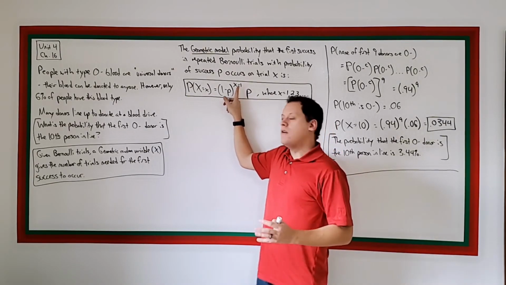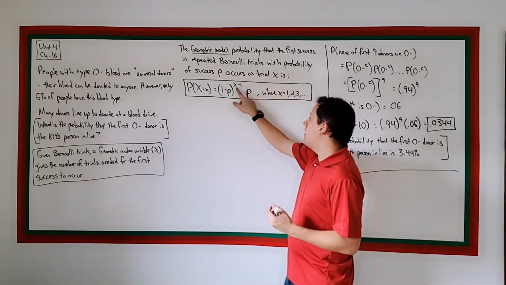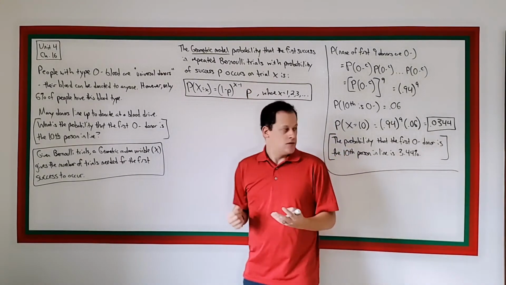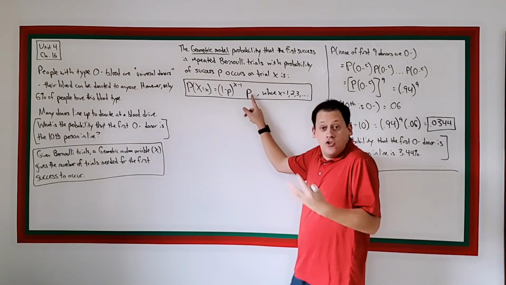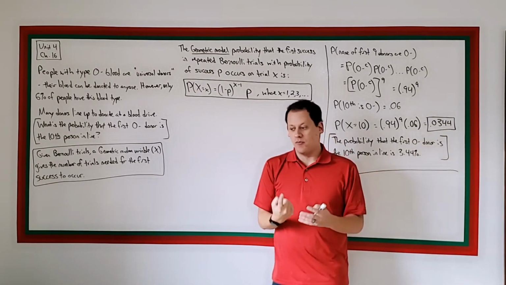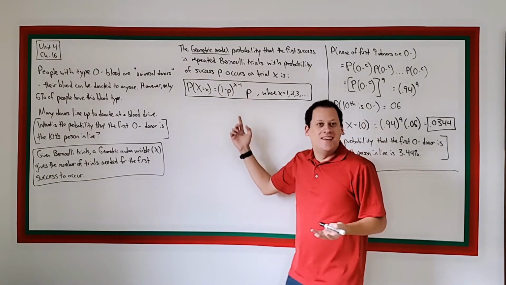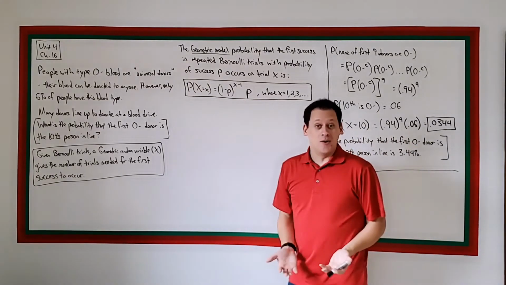right? So if we want the first success to be on trial 10, then that means we have 10 minus 1, or 9 failures, right? And then you need your success to happen last. And since there's only one success, the probability that a random trial is a success is P, 0.06, right? That's the entire model.